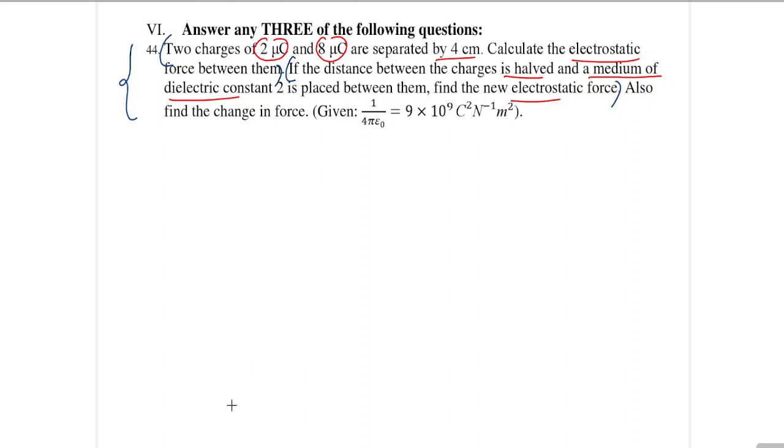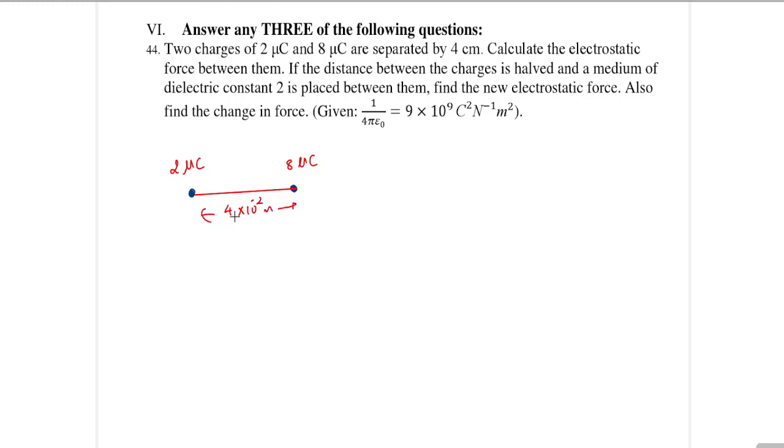The first part says, two charges of 2 microcoulomb and 8 microcoulomb are separated by 4 centimeter. Calculate the electrostatic force between them. So let us take 2 points. I'm drawing very big here, but these are assumed to be point charges. The distance between them is given as 4 centimeter. So let us call this a charge of 2 microcoulomb. Here it is 8 microcoulomb, and the distance is 4 centimeter, which is 4 into 10 power minus 2 meter.